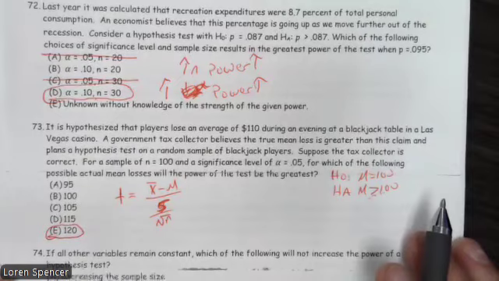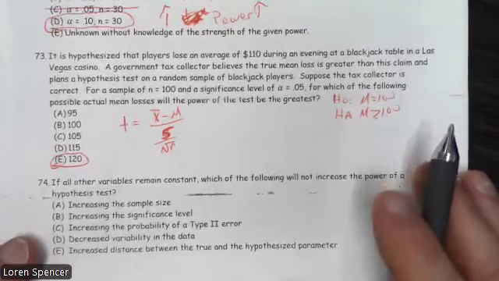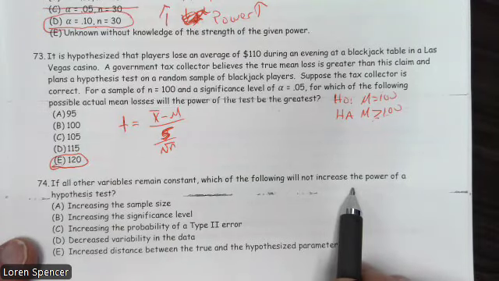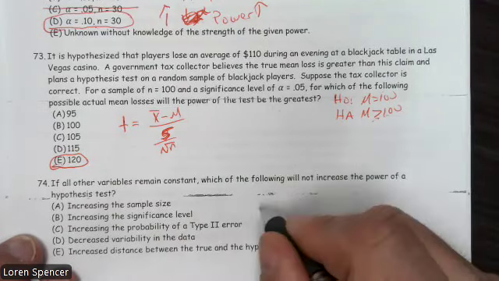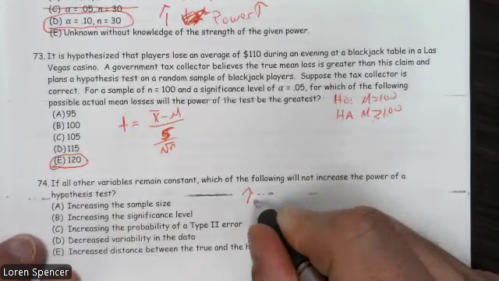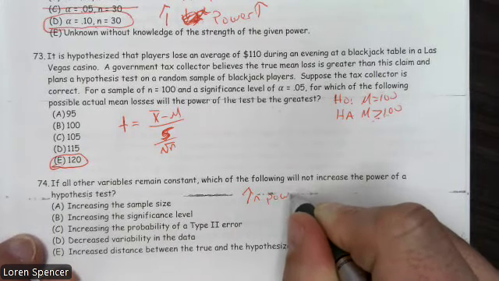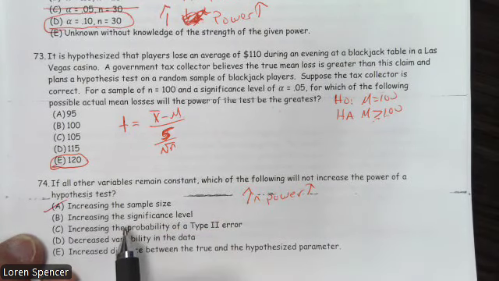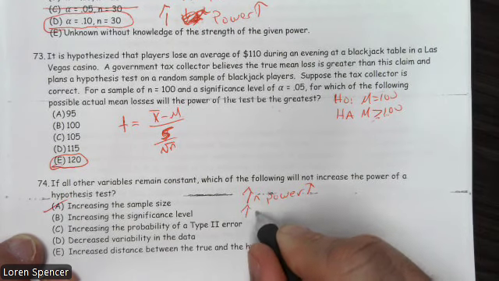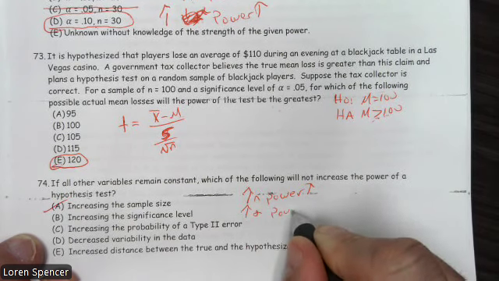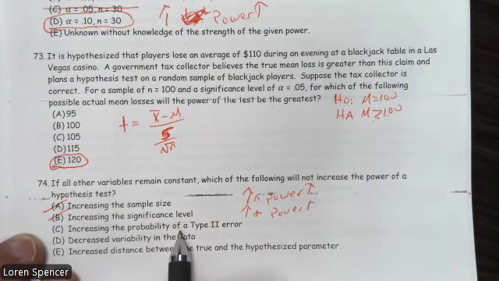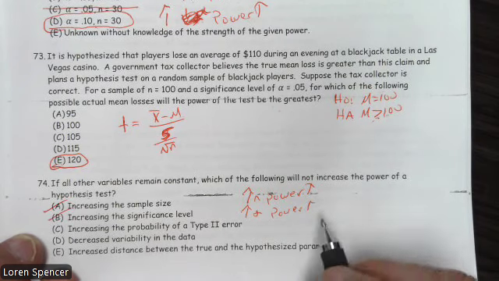All right. 74. If all variables remain constant, which of the following will not increase the power of the test? Increasing sample size. As n goes up, power goes up. So that definitely increases power. Increasing the significance level. As alpha goes up, power goes up. So that helps.